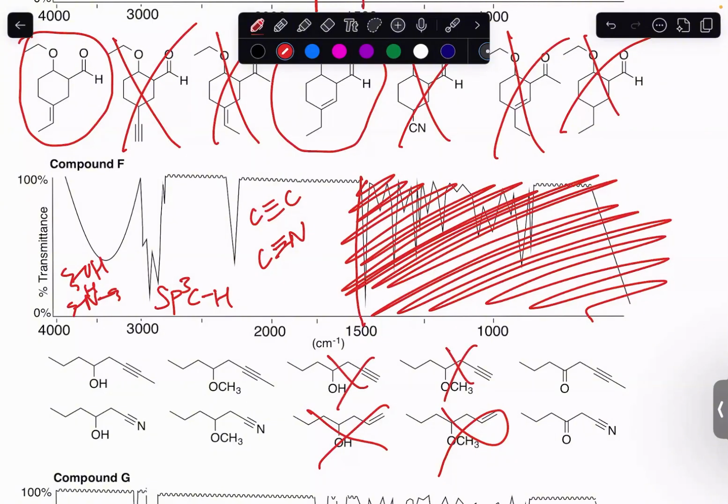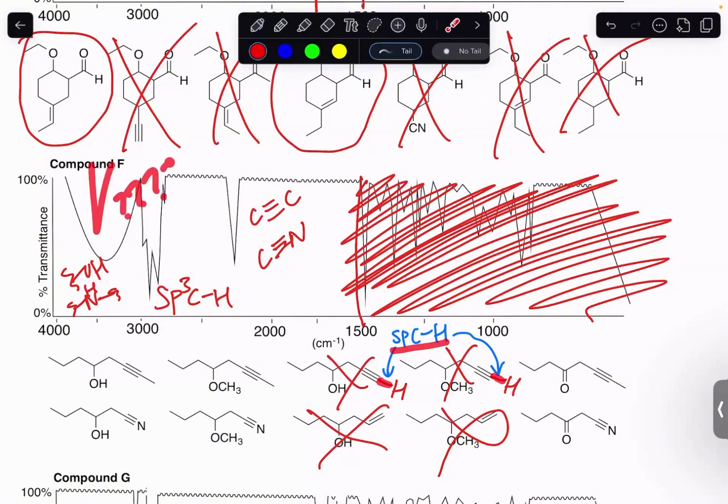And that's it. Wait, for that one, we crossed them out because this one is not there. Which one? That black one. Oh, the black one is the terminal one. Okay. Since the peak's not there, we can't have those, because that's saying that it should be there. Like the terminal alkynes, we have this peak right here, which is the sp C-H peak, which is going to be a sharp peak at 3300. We don't have that. So that's why we cross out the terminal alkyne.